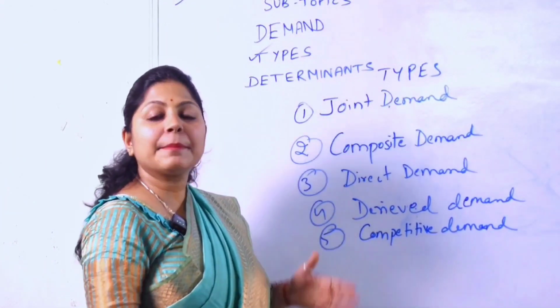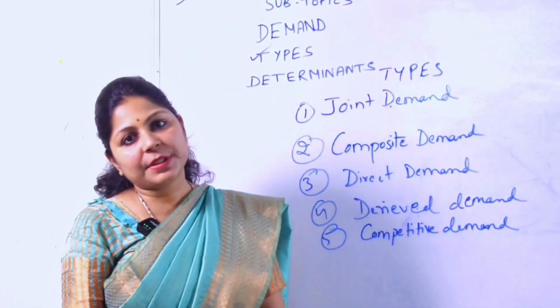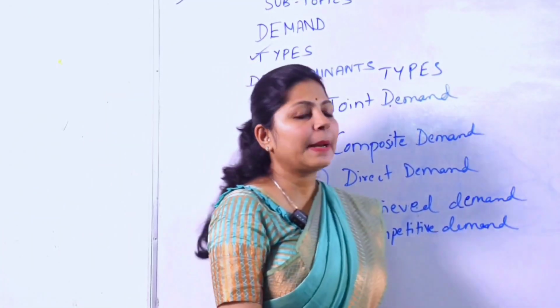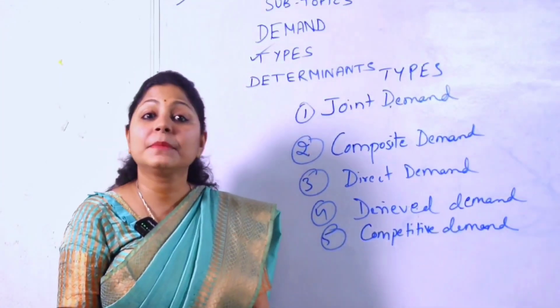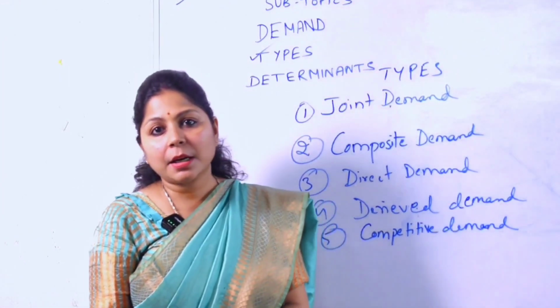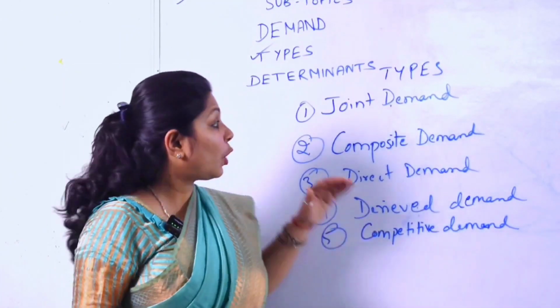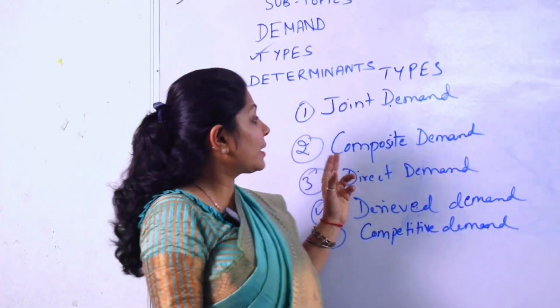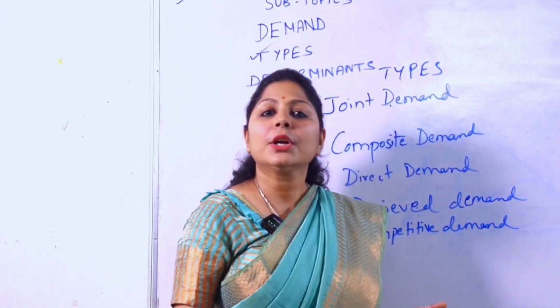Composite demand. The demand for goods which can be put to several uses is known as composite demand. For example, milk. Milk can be used to make cheese, to make butter, to make curd, to make sweets, to make tea. So what is composite demand? Composite demand is that demand for goods which can be put to several uses.